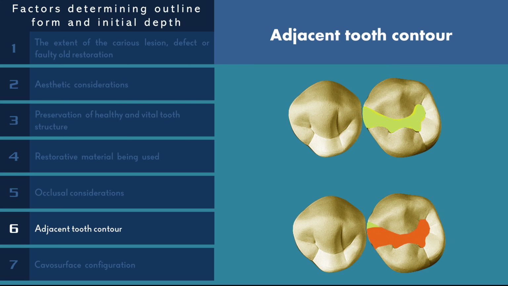Sometimes the outline form is also determined by the adjacent tooth contour. There may be a rotated tooth, there may be a tooth which is missing, there may be an adjacent tooth which may be submerged. In all those situations, the cavity outline has to be modified in order to create a better contact with the adjacent tooth.